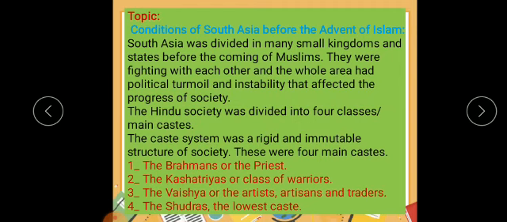These were the 4 main castes. What were the 4 main castes? They are given here in these 4 numbers. The first one was Brahmin. They were also called priests.